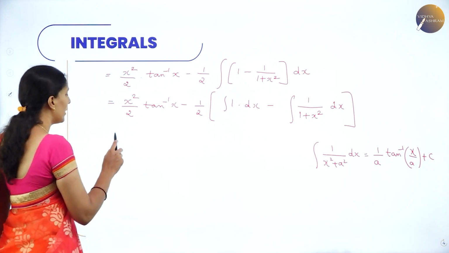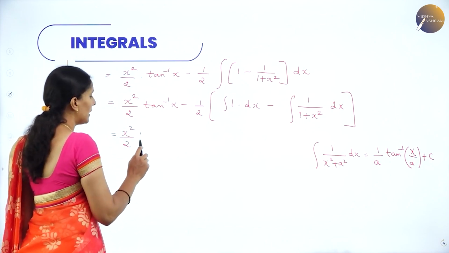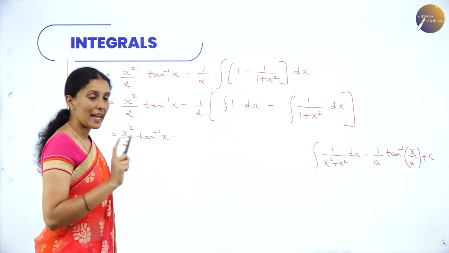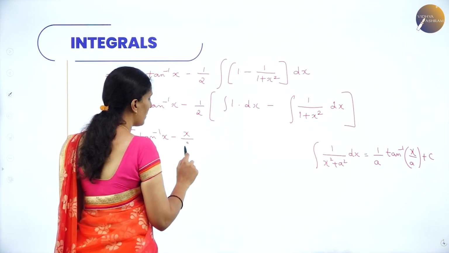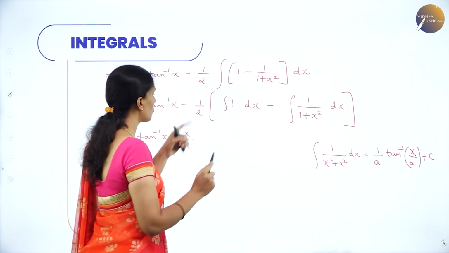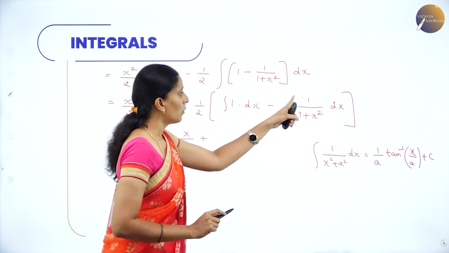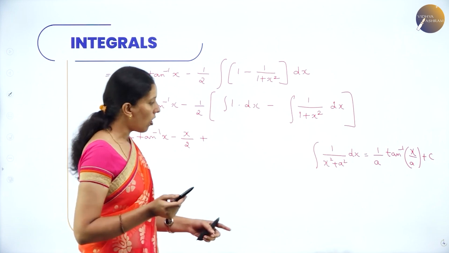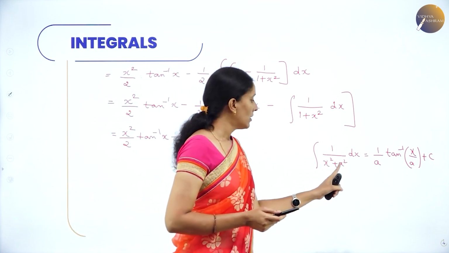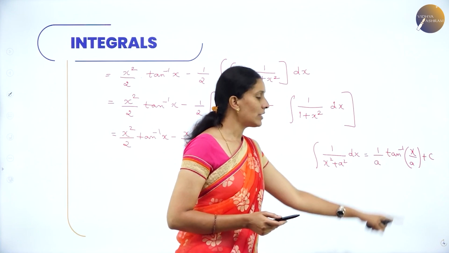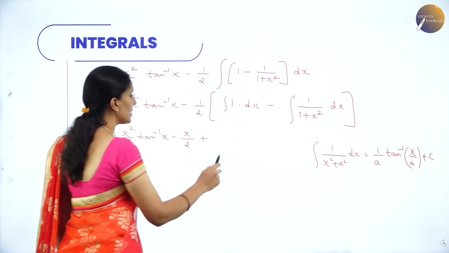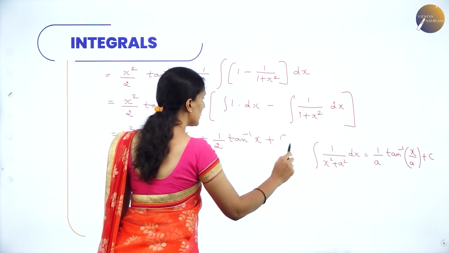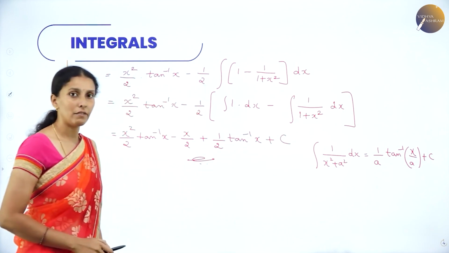So therefore here it is x square by 2 tan inverse x minus the integral of 1, which is x. So this becomes x divided by 2. Next again we have minus into minus plus, and here what is the integral of 1 by 1 plus x square? It becomes tan inverse x, or you can use this rule. So here the value of a is 1, so therefore it is tan inverse x again. So therefore it is 1 by 2 tan inverse x plus c. So this is the value of the given integral.